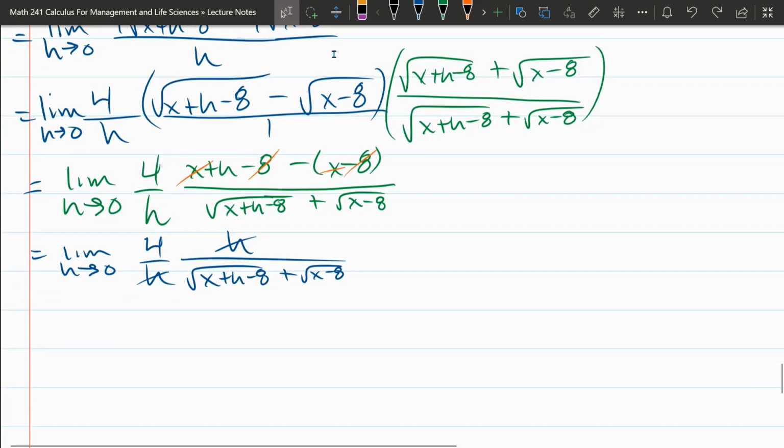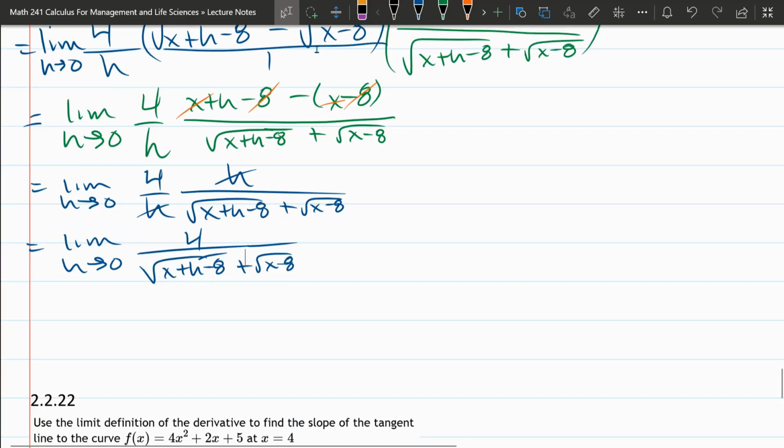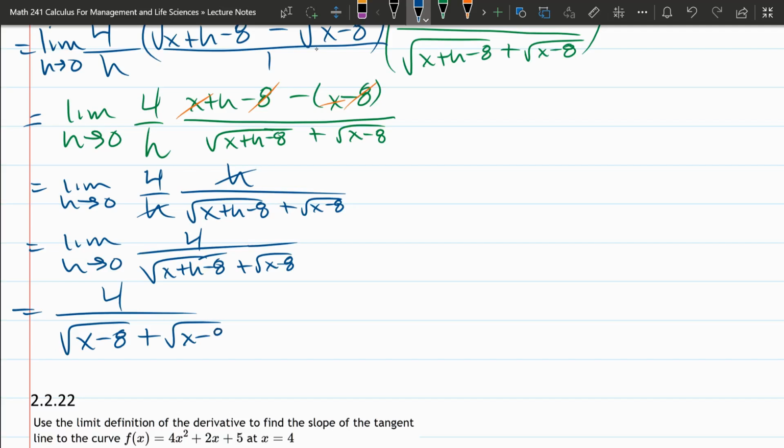And we're ready to take the limit. So I'll just rewrite it one last time. It's 4 over the square root of x plus h minus 8, plus the square root of x minus 8. And from here, you just plug in 0 because you're not going to be dividing by 0 anymore for h. Now you're only plugging in 0 for h. x stays as it is. So x plus 0 is in for h, so it's just x plus 0 minus 8, or x minus 8, plus the square root of x minus 8.